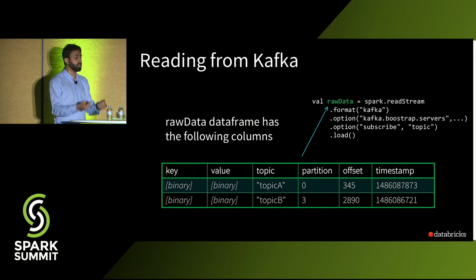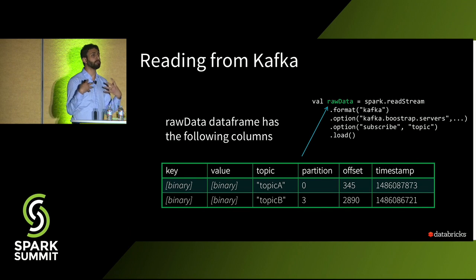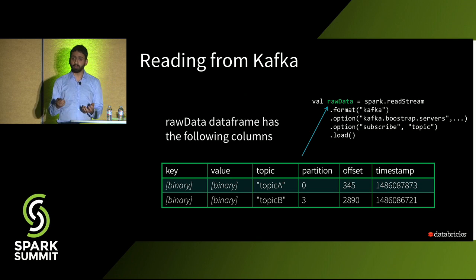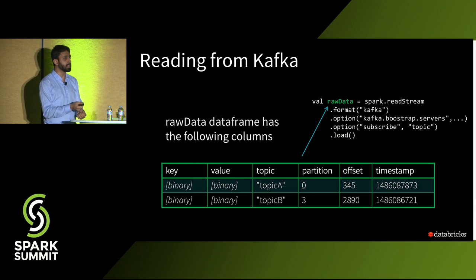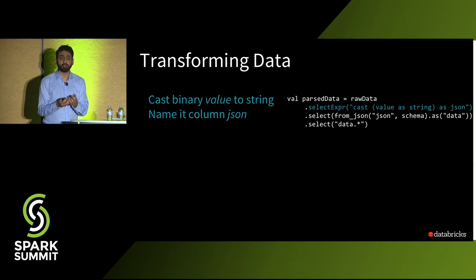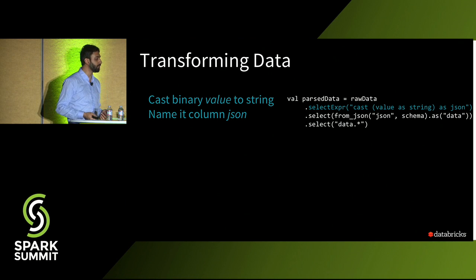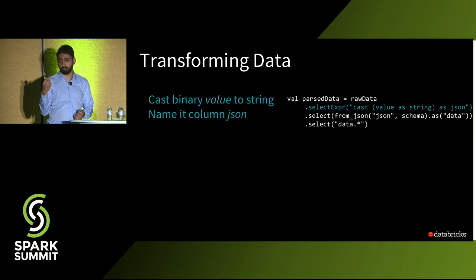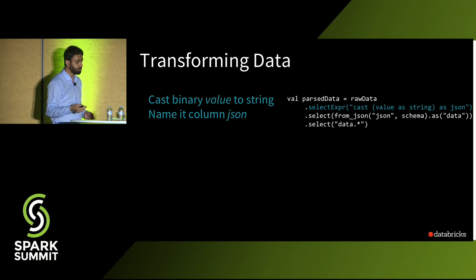Now with this tabular format of the data frame, you can do more complex transformations. For example, I know that this data is essentially JSON strings encoded as binary. So first of all, I need to convert the binary to a string before I can do anything. That's step one in the transformation phase. So I am casting the value column as string and giving it the name JSON.